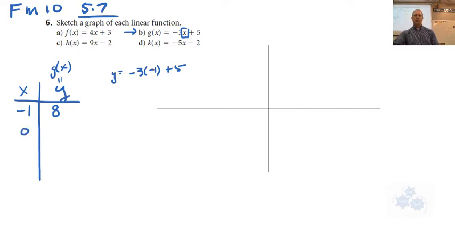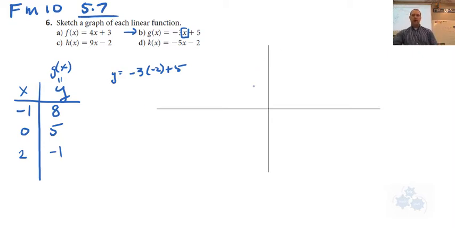-1, 8. Okay. Let's do the 0. So if we put a 0 in here, well, that term is just gone. That's 0. So y equals 5. And then what happens if we put a positive value like 2 in there? Well, -3 times 2 is -6, right? So -6 plus 5 is -1. So I don't know what 3 points you used, but if you did this correctly, this should be a straight line. They should be in a straight line.